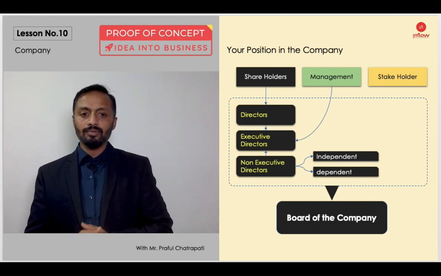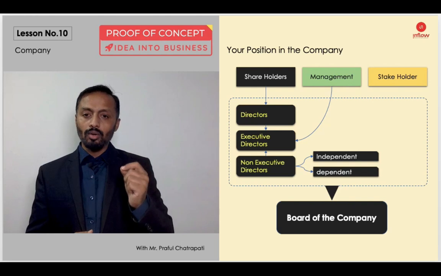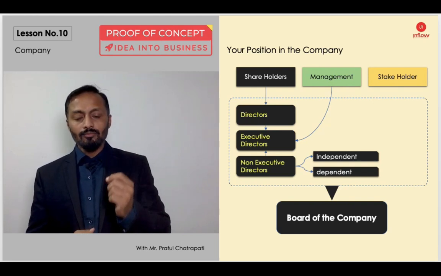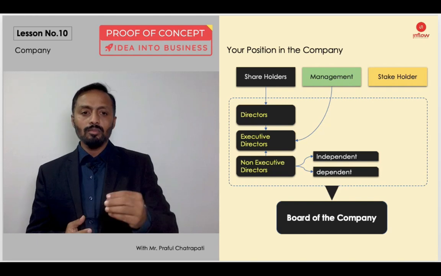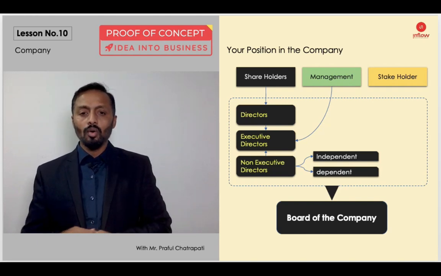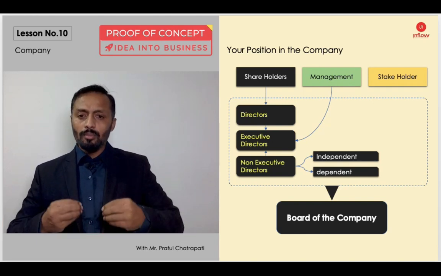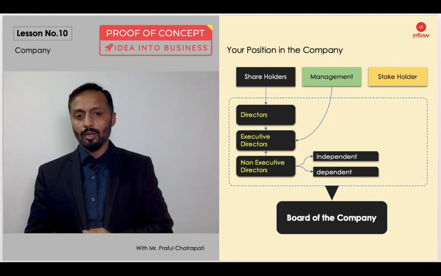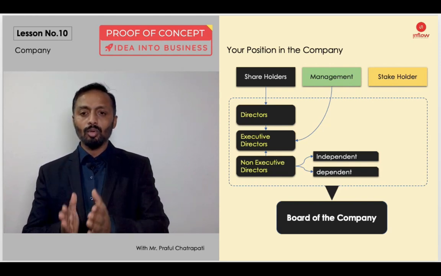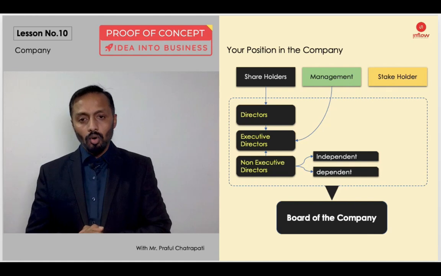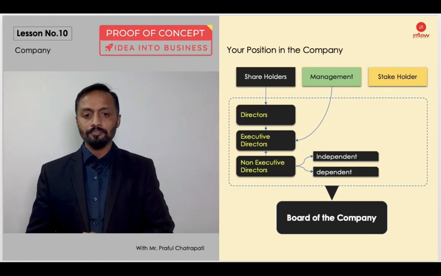A non-executive director can be an independent or dependent director. One is someone who has some engagement or involvement in the business, meaning he may be a stakeholder or shareholder of your company, or at least somewhere connected to your company. And the other are those who do not have any connection at all, but still they can come on the board and contribute in all their roles and responsibilities.